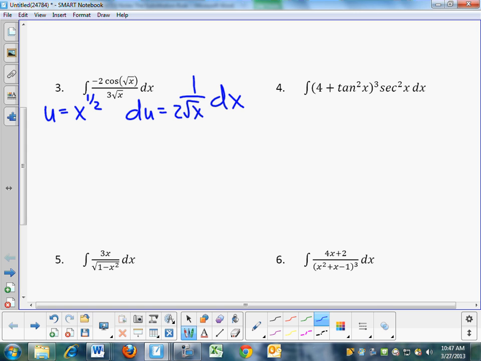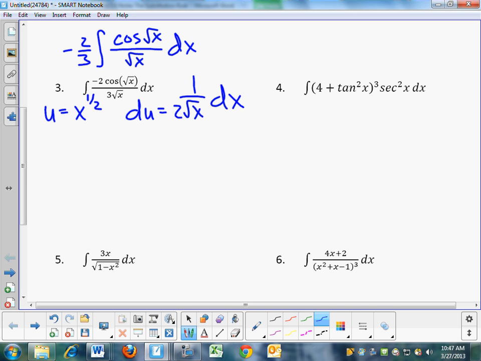Save yourself a little bit of work. Just pull the negative 2/3 out front. So then you have the cosine of the square root of x over the square root of x dx. As soon as you get confused, just pull your constants out front. Deal with them as they come. That way we can just focus on this.